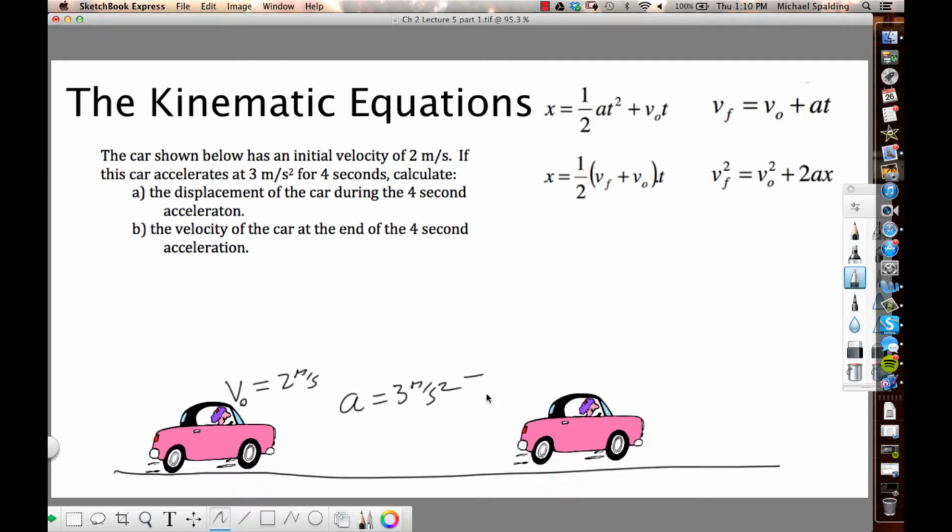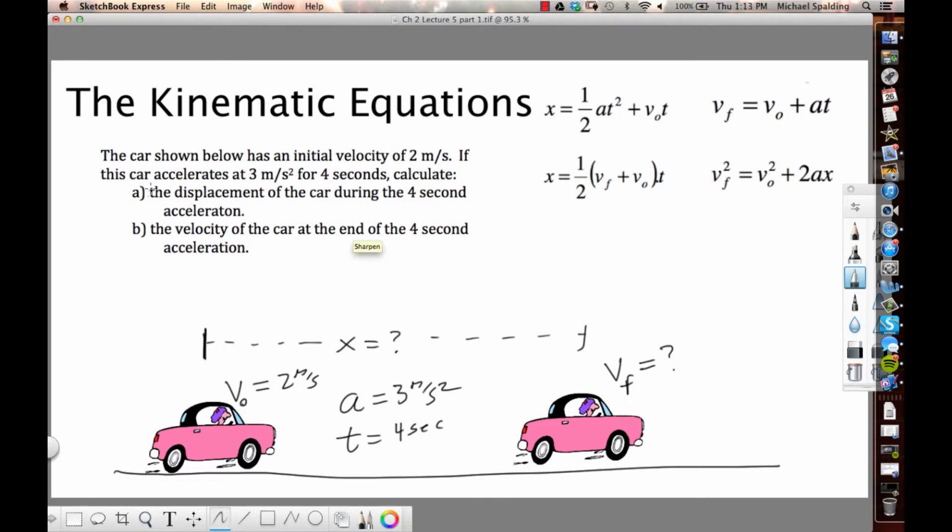So what else do we have here? The time is mentioned. Time, t equals 4 seconds. So what we're asked to solve for is the displacement from there to there. How far does the car go? And then the second thing is find the final velocity at the end of the 4 seconds. Okay, so this is real straightforward, just so you understand how these equations work. So take 2 minutes, that should be plenty of time. 2 minutes, solve this, and then we'll go over it.